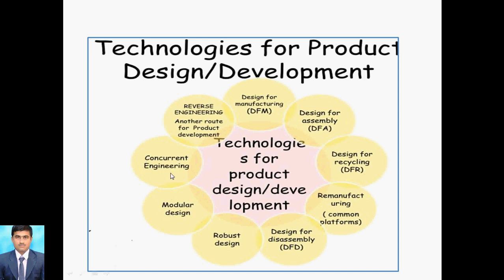The next part is the concurrent engineering. Concurrent engineering involves the R&D department, then customer marketing research, then QA, that is the quality assurance committee. So all these team efforts convert into a reasonable product. So this is nothing but concurrent engineering. These technologies have evolved nowadays in the market.